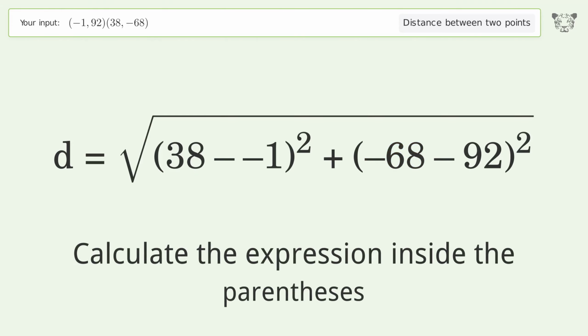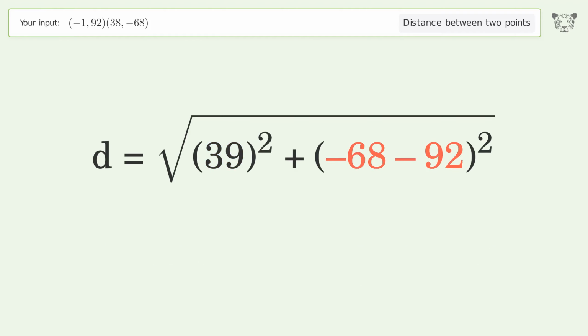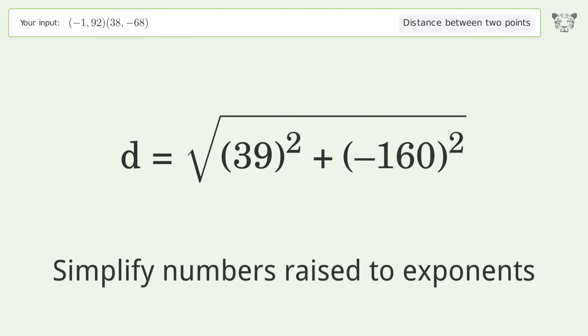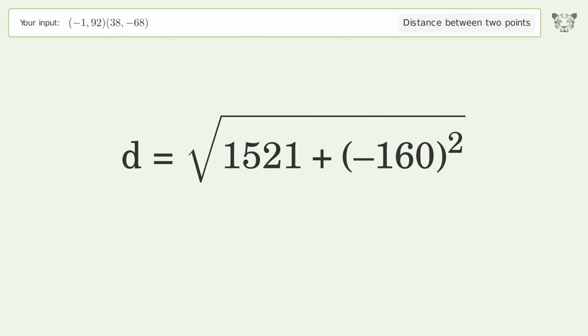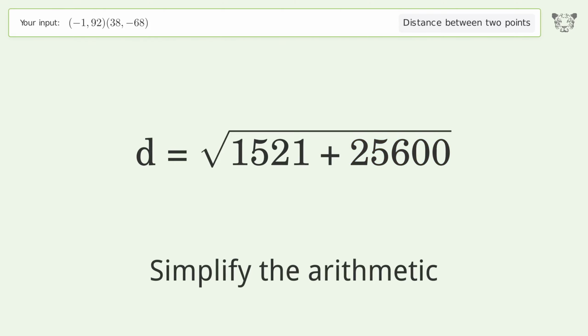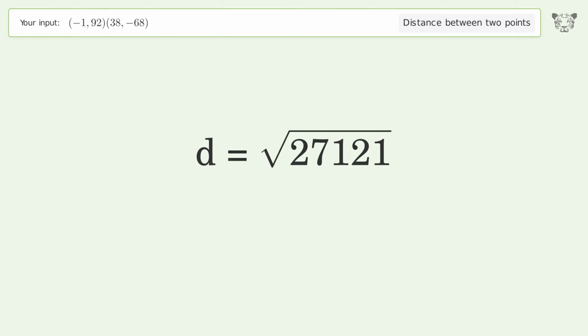Calculate the expression inside the parentheses. Simplify numbers raised to exponents. Simplify the arithmetic. And so the distance between the 2 points is the square root of 27,121, or 164.685.